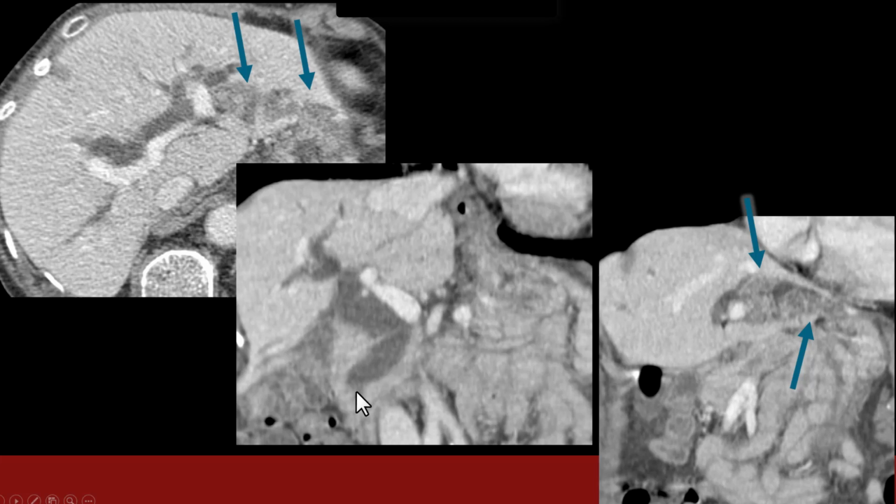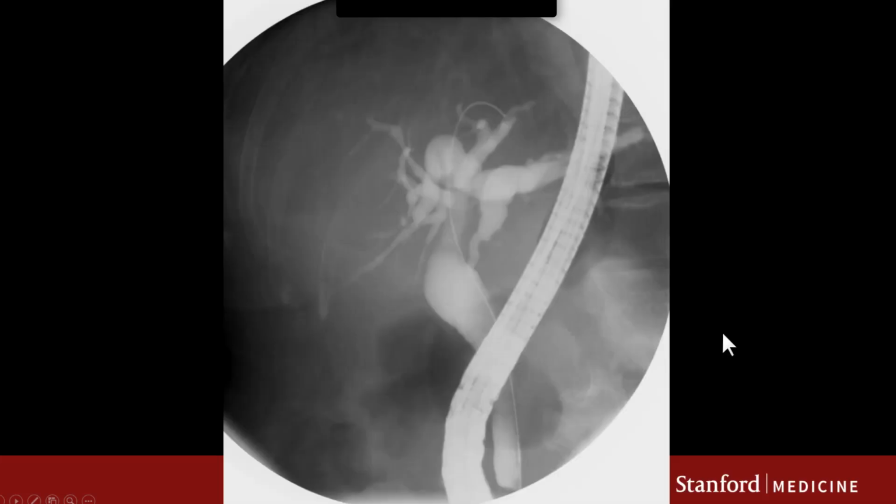Here's the dilated extrahepatic duct. Notice how these bile ducts are sort of truncated here centrally. This is called the arrowhead sign, decreased arborization. And then this is another image, coronal, where you see all those filling defects. And here's the ERCP, similar findings, very few peripheral ducts.